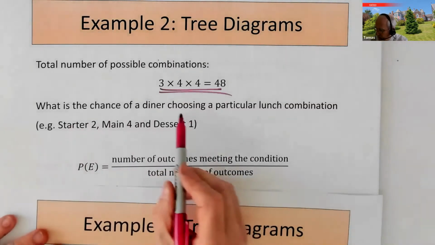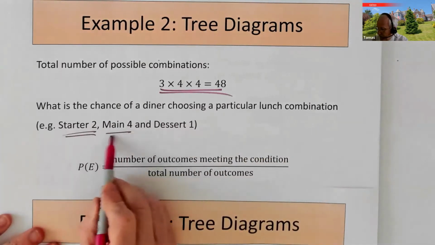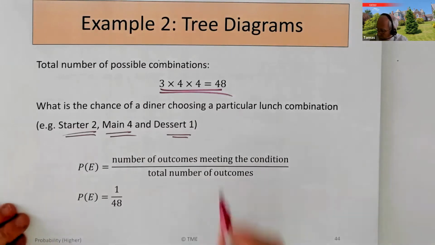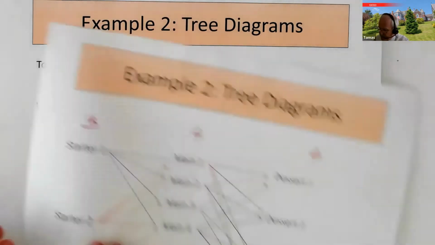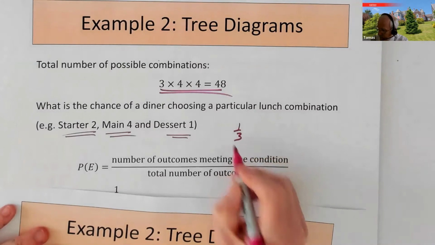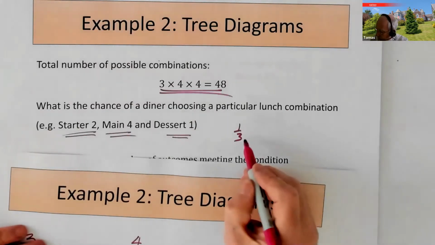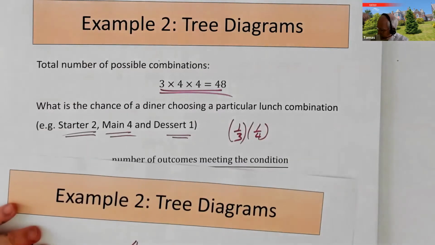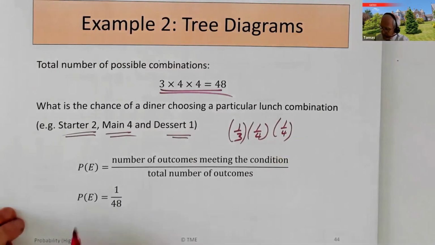What is the chance of a diner choosing a particular lunch combination? Starter 2, main 4, and dessert 1. Well, the probability of starter 2, I'd have to look and say how many starters are there? 3, so that's 1 in 3. What's the probability of main 4? There's 4 of them, so it's 1 in 4. And desserts, I can see 4 of those, 1 in 4. So it's 1 in 48.